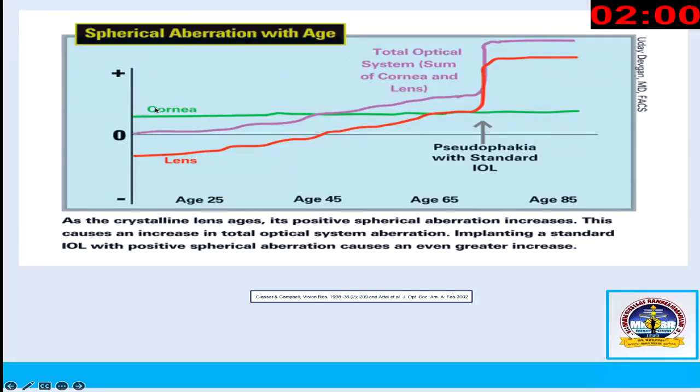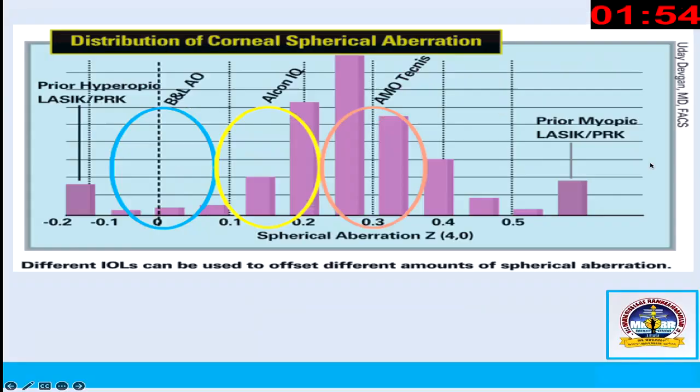This shows the normal aging changes in the spherical aberration of the eye. When we are younger, the cornea is positive and the lens is negative. With the aging process, both become positive and the quality of vision decreases. Based on this information, we can choose different types of lenses. This is the normal range, where the maximum number of people have around 0.3 microns, but post-myopic LASIK or post-hyperopic LASIK, there is a huge variation in the spherical aberration in the eye.